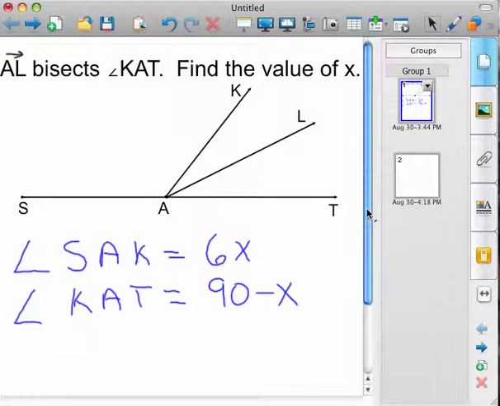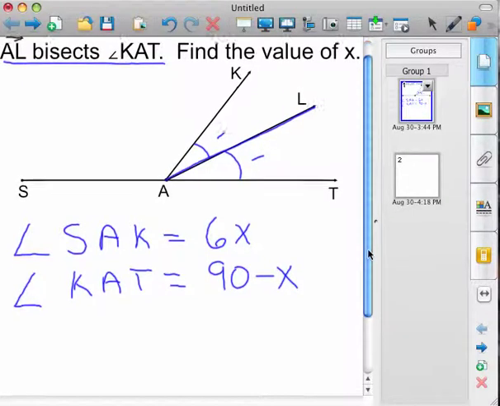First off, you want to look up here. You may or may not use it, but it says AL bisects angle KAT. Well, what that means is here's AL, and it is cutting KAT in half, which means this angle and this angle are equal. So since those two angles are equal, it's possible that anything here can be set equal to anything here. That may or may not be the case. Let's look at what we have.